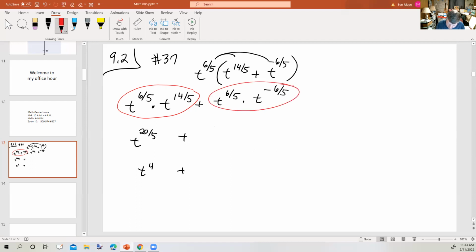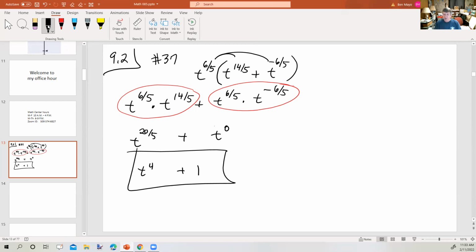Multiplying two powers with the same base, you add the exponents. So this becomes t to the 0 power, which is 1. And there's the final answer. Any questions about that before we go on to the next one?